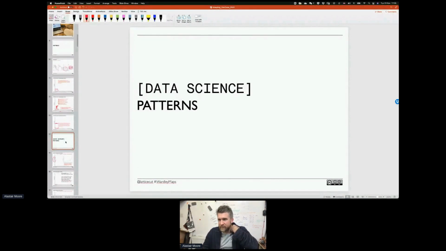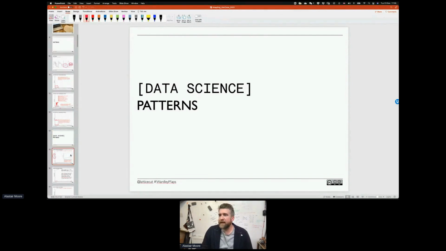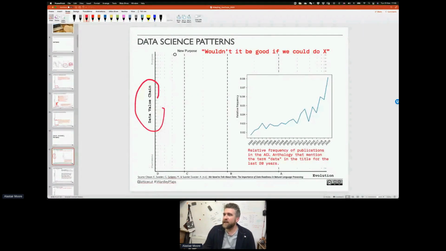I'm going to split the talk into sort of three parts: patterns in data science, patterns in machine learning. The first thing to say about patterns in data science, or patterns in data, is they're becoming much more prevalent because the amount of data is going up. And so often when I'm teaching, I'm sort of talking about this data value chain on the right-hand side, and I get on the left-hand side.